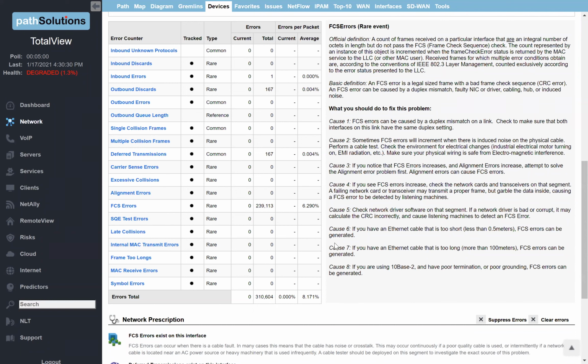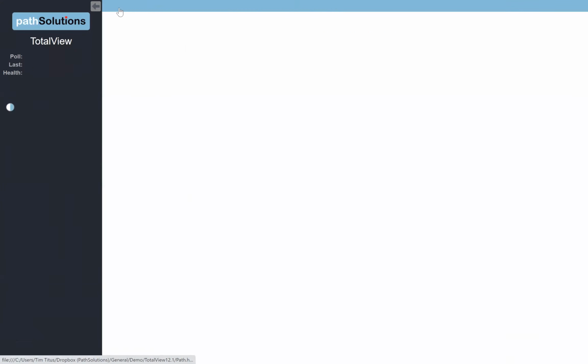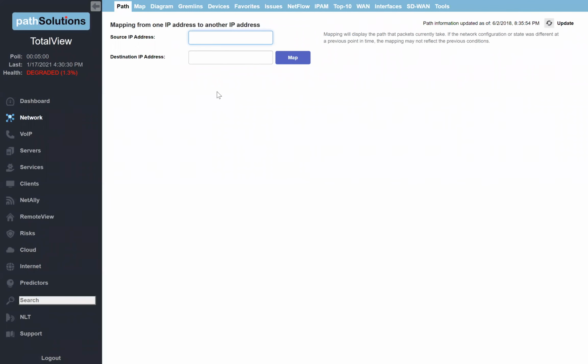Now, let's put this together and do a root cause troubleshoot between two IP addresses. I go to the Path tab, and let's say we have a user that said, just before noon, they had a really bad unified communications connection. Can you help solve it? Well, yeah, here's how fast it is to solve it. I'm going to put in the IP address of their computer, put in the IP address of the gateway they're connecting to, and click Map.